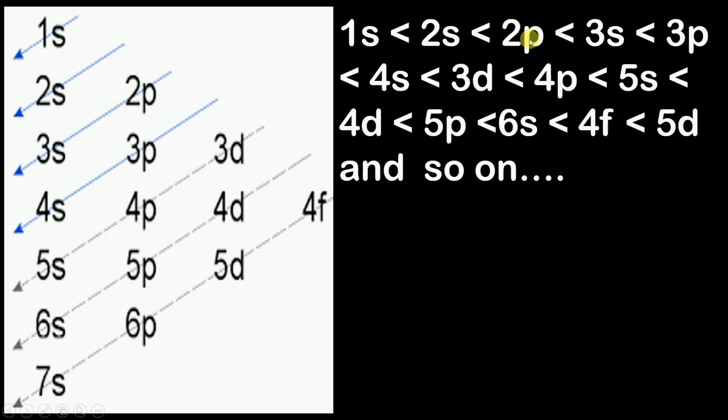After 3s, you move on to the fourth diagonal. In the fourth diagonal, there is 3p and 4s. So after 3s, 3p will come, and after 3p, 4s will come. You can see the order over here: the least energy is present in 1s, then after that comes 2s, after that comes 2p. After 2p comes 3s, and after 3p comes 4s. Now you move to the fifth diagonal. After 4s comes 3d. After 3d comes 4p. After 4p comes 5s, and so on.